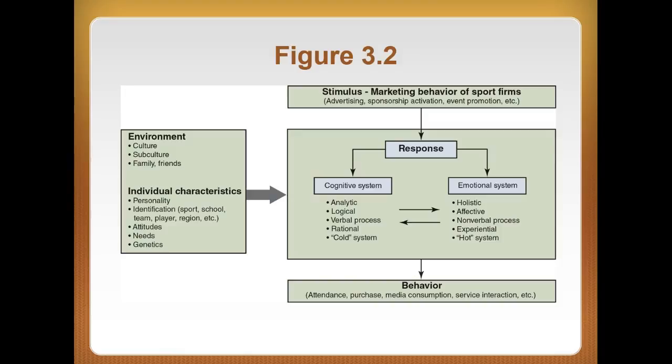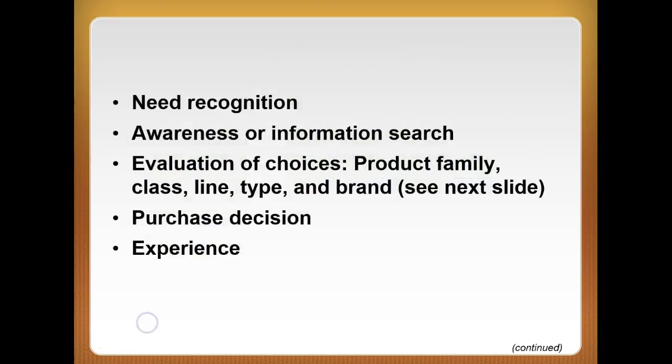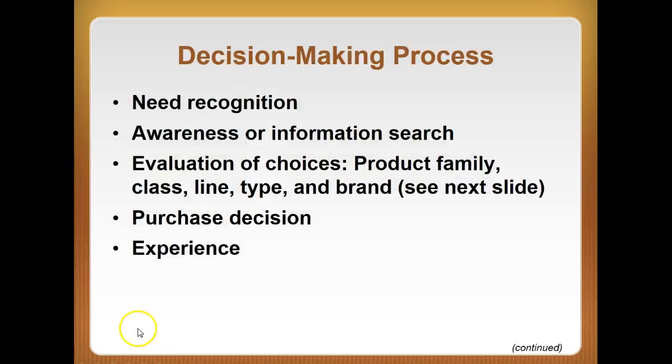So take a moment to look over that in your book. If you need more time, or if you have questions, please be sure to ask. I'm going to keep moving on to finally discuss the decision-making process in regards to our sports consumers. The final component of this chapter, what are we on, 3? I totally forgot. The final component of this chapter is looking at the decision-making processes involved with the sport consumer.